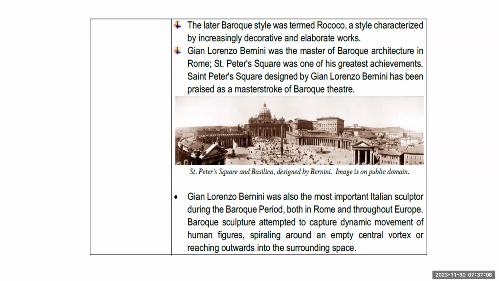Baroque sculpture attempted to capture dynamic movement of human figures, spiraling around an empty central vortex or reaching outwards into the surrounding space. Why are we talking about all these things? Partly, class, because this encompasses history, and these are works that until now we can still see. For example, when you go to Rome, you can see St. Peter's Square. For you to understand the essence and the beauty of St. Peter's Square, you also have to understand the design by Bernini and the meaning of what the design entailed, especially during those times.